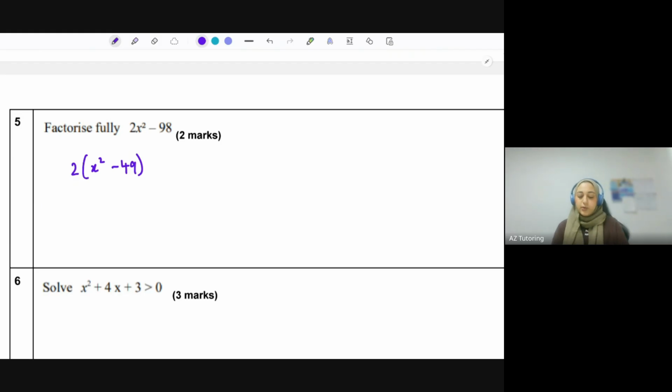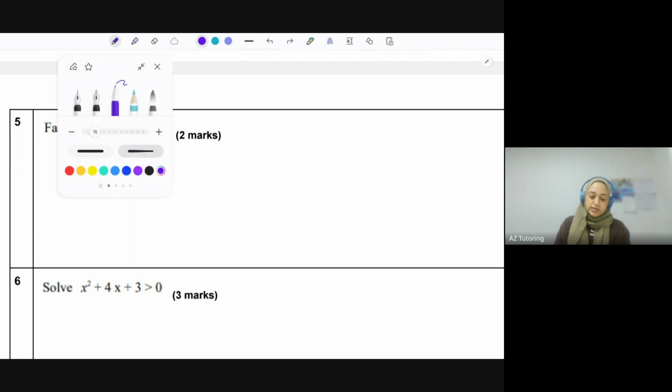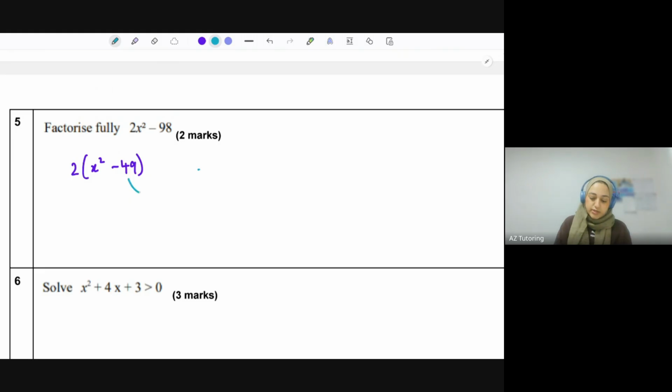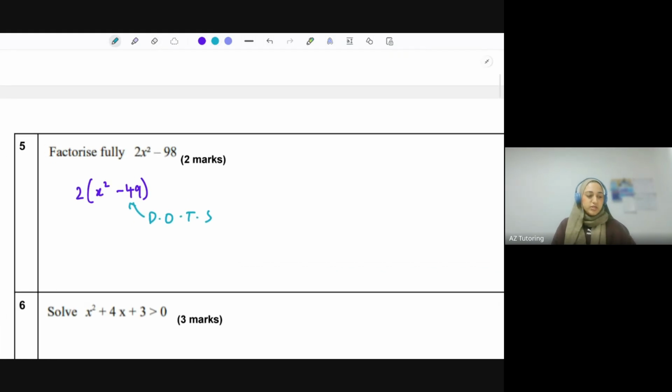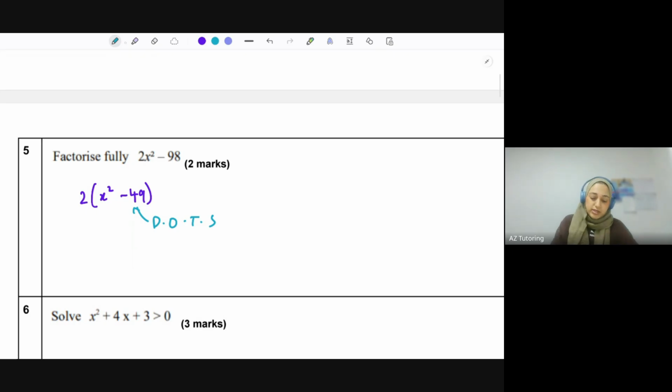So yeah, now we can still factorize it. So that's only 1 mark. This question's a 2-mark question. It says factorize fully. What you need to realize here is this is difference of 2 squares. Now what difference of 2 squares is? Difference means minus, and I can see there's a minus sign here. So this rule won't work if that's a plus. And we can see that there's 2 squares.